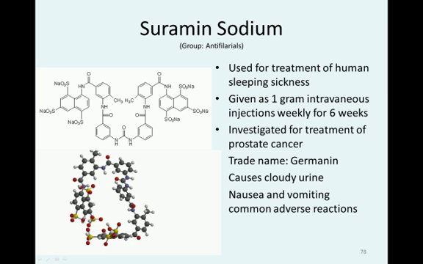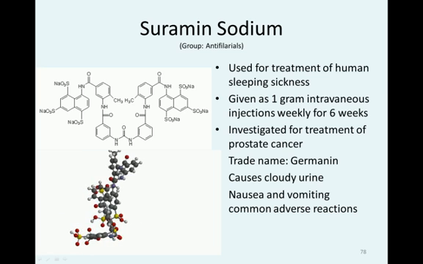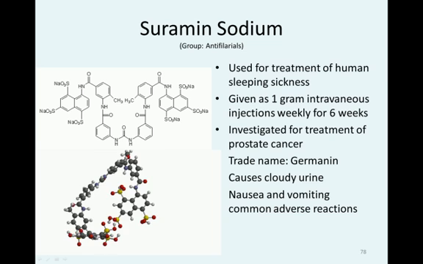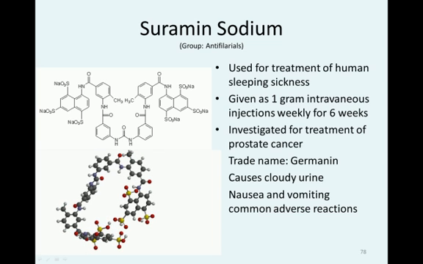Suramin sodium, used for the treatment of human sleeping sickness, given as 1 gram intravenous injections weekly for 6 weeks at a time. Investigated for the treatment of prostate cancer.